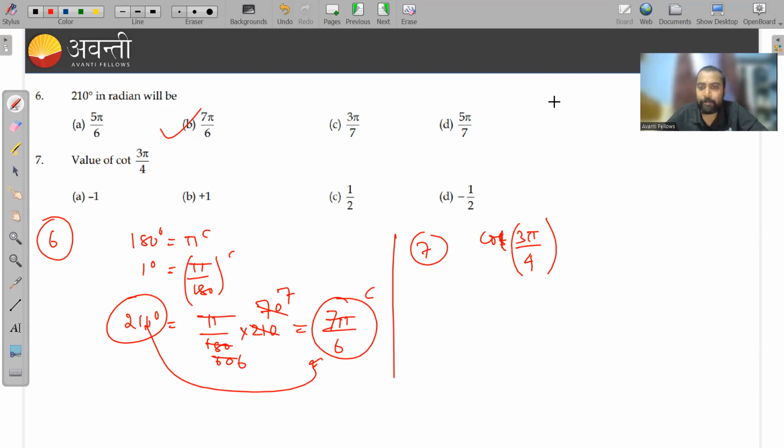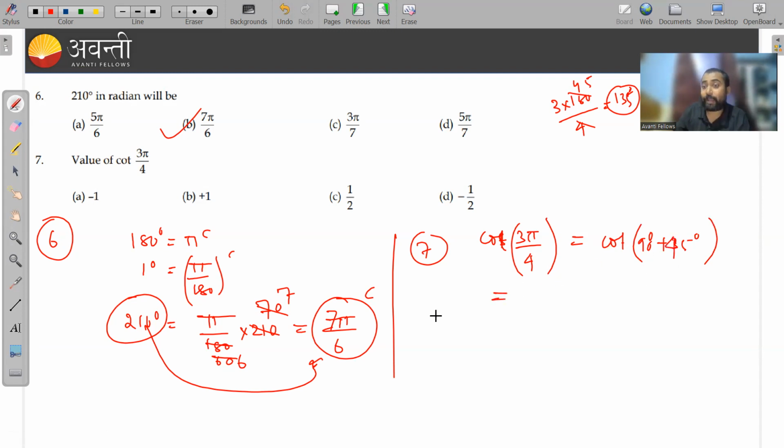Cot of 3 pi by 4 is 3 into 180 by 4, right? If we cancel it by 4, this will be 45. So 45 into 3 is 135, right? So 135 degrees. We can write this as cot of 90 plus 45. Yes or no?